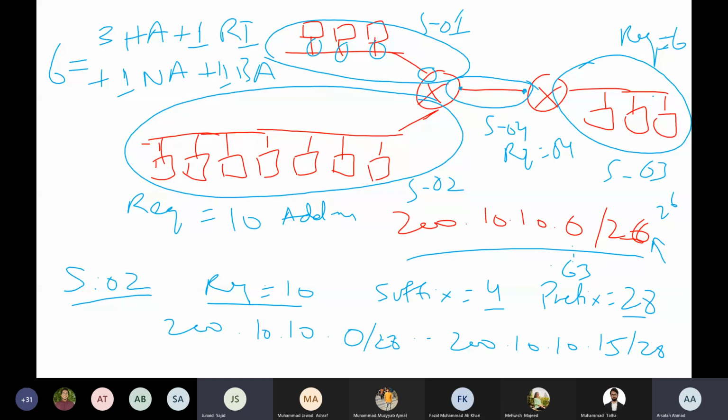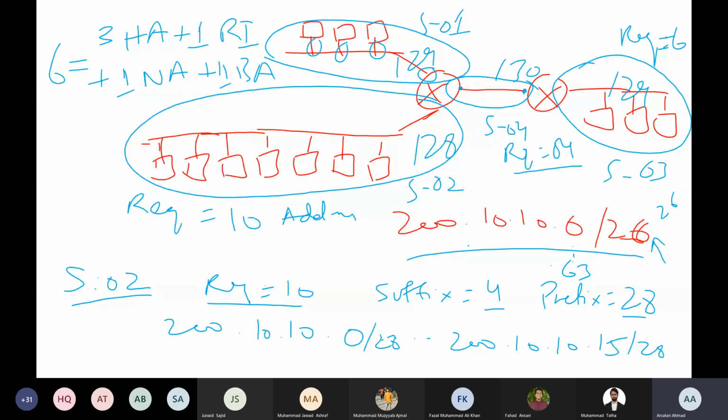No, the last one will be from 32 to 35, not 39. Only 4 is required. Okay, so let me just write a short answer. The short answer is this one: this is /29, this is also /29, this is /30, and this is /28. We have already solved it.